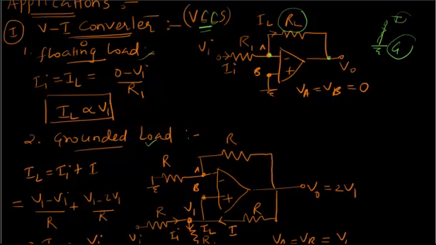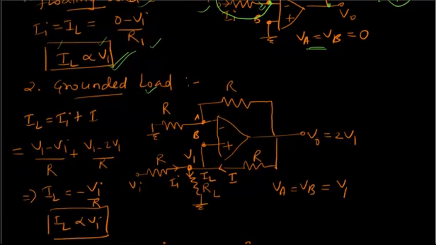So let us analyze this with the same procedure as we have done till now. The terminal voltages VA, VB will be equal to 0, and this current II will be equal to IL, and this is all equal to 0 minus VI by R1. So from this you can write IL is proportional to VI. That means current is varying with respect to voltage. So this is our V2I converter.